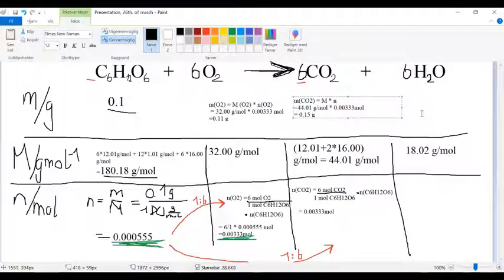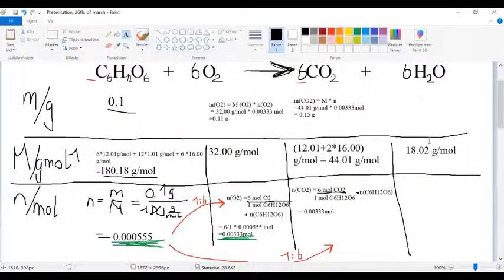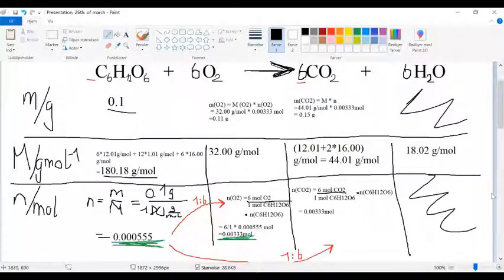We don't have to calculate water today. Often water is not that interesting to calculate, because this reaction actually happens in water, so there will be plenty of water. So that's not interesting for today. But of course, sometimes you can be asked for it. Okay.